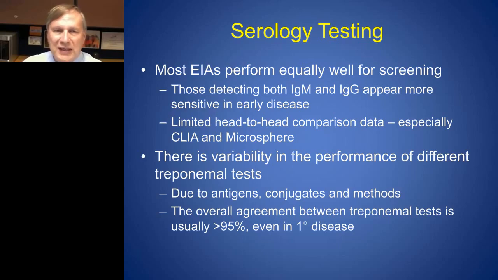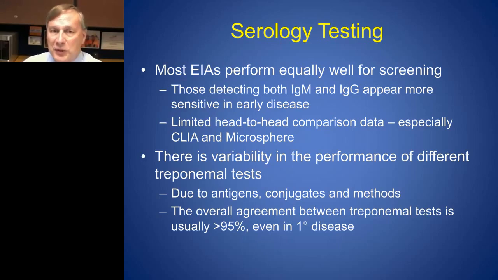There was limited head-to-head comparison data available, especially with the chemiluminescent immunoassays and microsphere, although the data at the time suggested that the CLIA actually was the most sensitive of the treponemal assays that were currently available at that time. There's also variability in the performance of the different treponemal tests, as you know, due to the antigens of the test, the conjugates, and the proprietary methods of assembling these tests. So there are a variety of different things, and there was some variability.